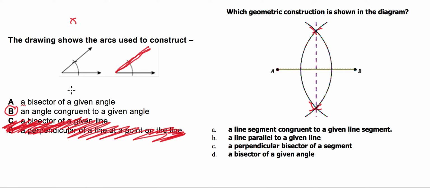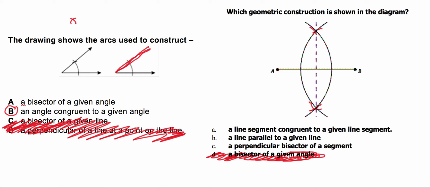Okay, all right. Let's look at my answer choices. All I want to see now is something about lines. I don't want to see anything about angles or anything else, just lines. So the first thing I see, D, a bisector of a given angle. Guess what? You're out of here. I'm not looking at angles. Bye, Felicia. All right, now I have A, B, and C.